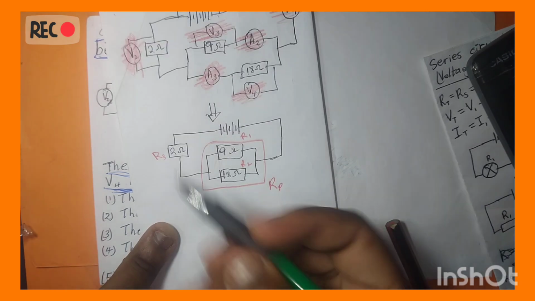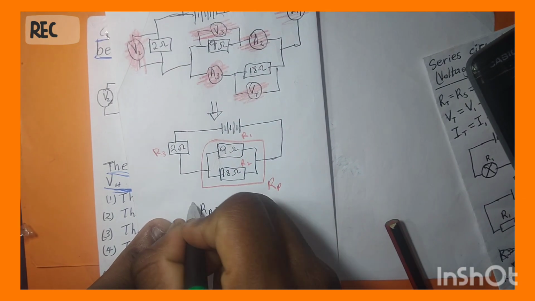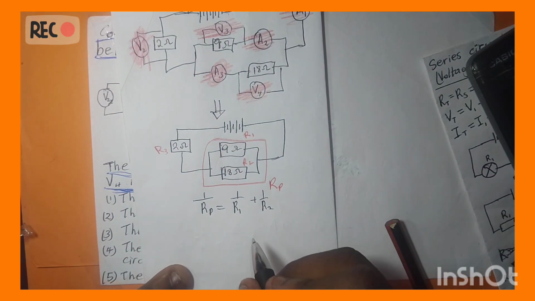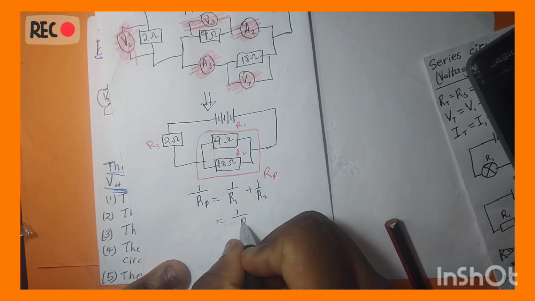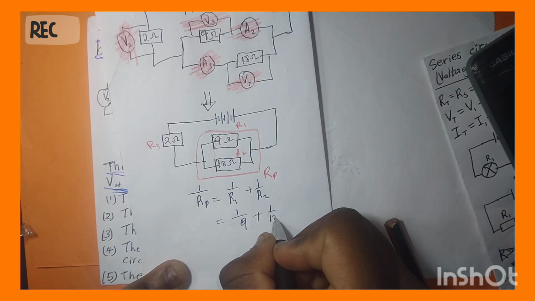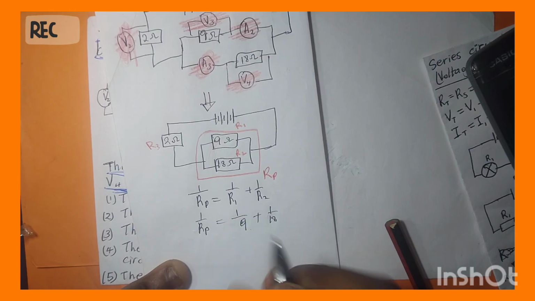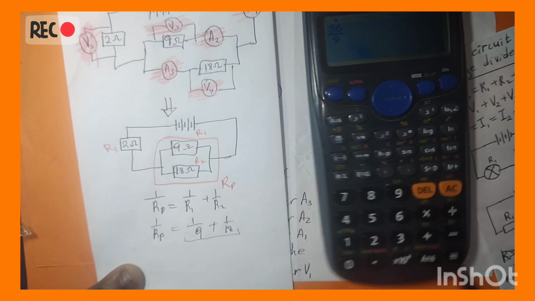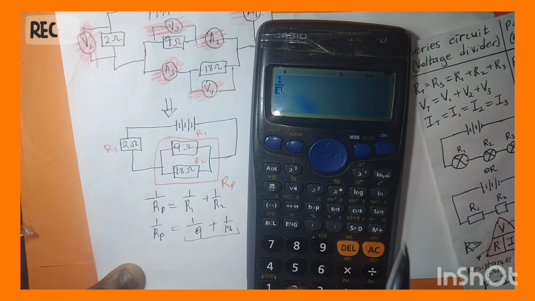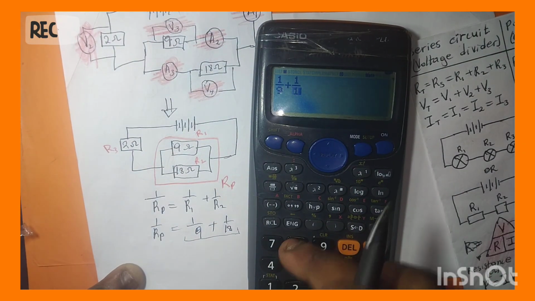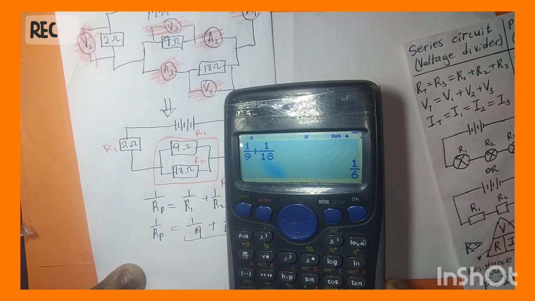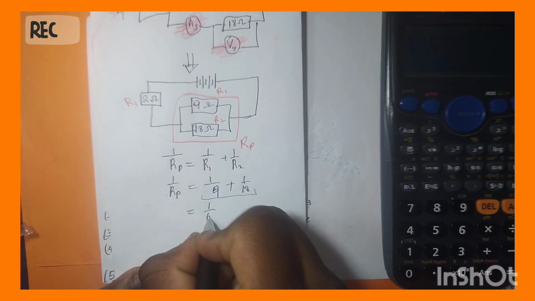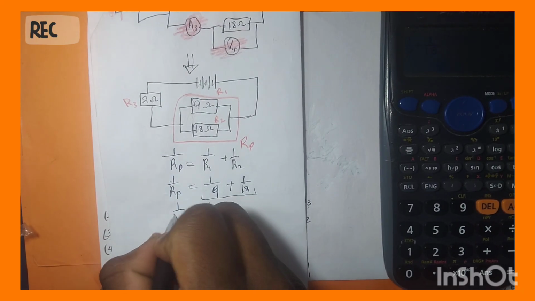This is how you will get them. We'll just say resistor parallel, which is 1 over Rp equals 1 over R1 plus 1 over R2. Then you substitute: 1 over 9 plus 1 over 18, which is 1 over Rp. Then you use your calculator, start by simplifying all of it. So you punch that on a calculator, and this is what you get, which is 1 over 6. Meaning that here I'll get 1 over 6 and Rp.